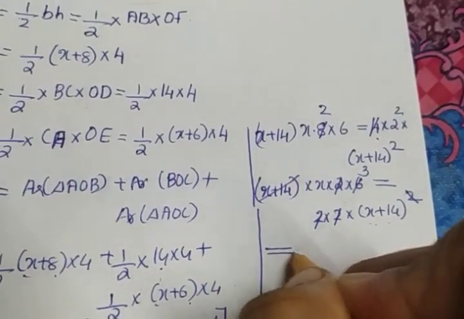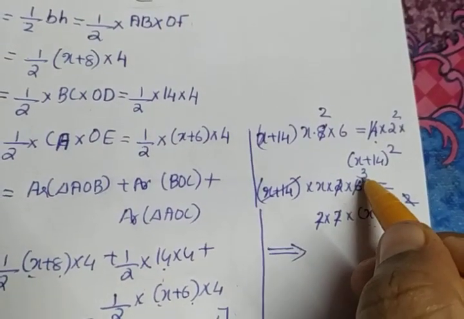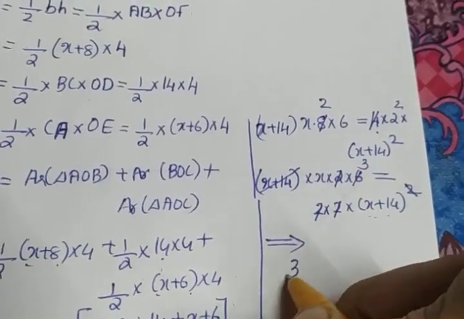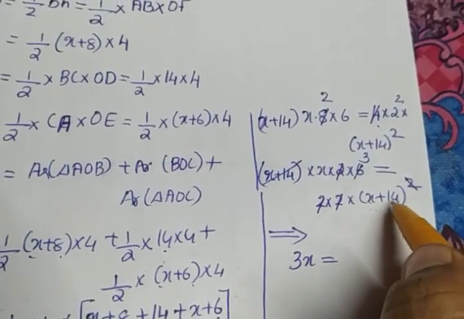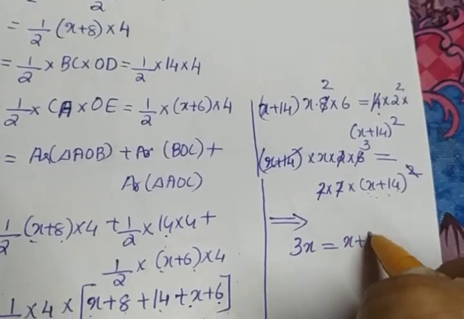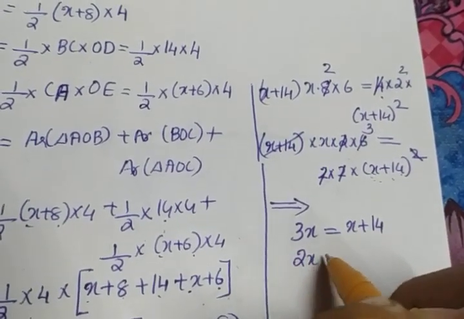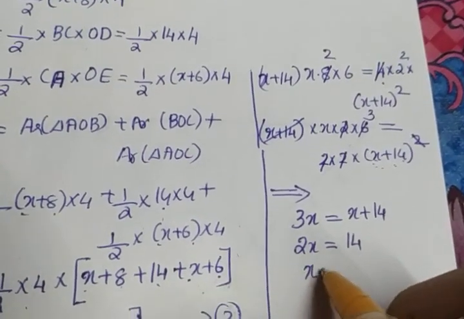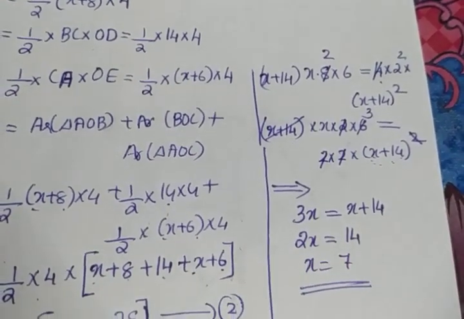And what is the balance on the left side? The balance on the left side is 3x. So 3x equal to, and what about the balance on the right side, which is x plus 14. So we are getting 2x equal to 14 and x is equal to 7. This was what we needed.